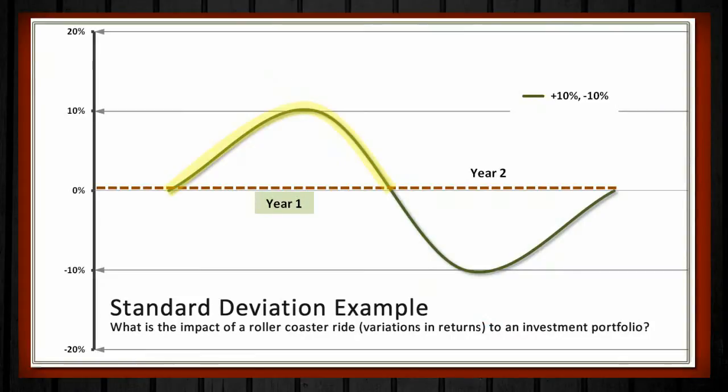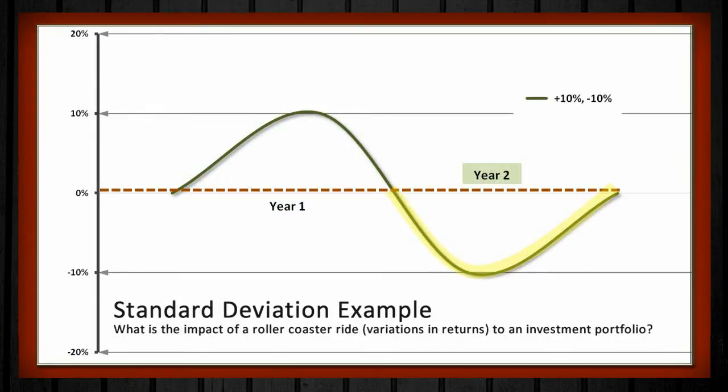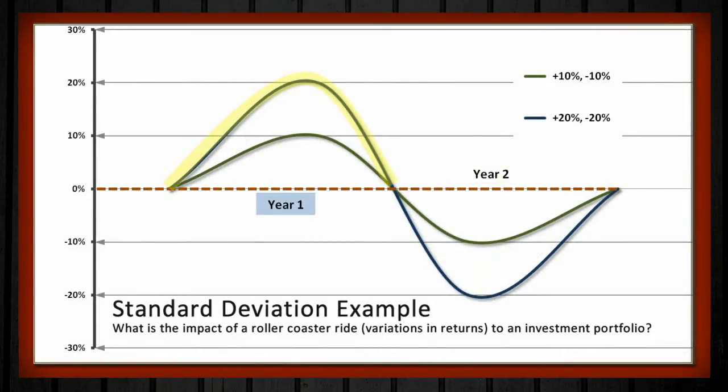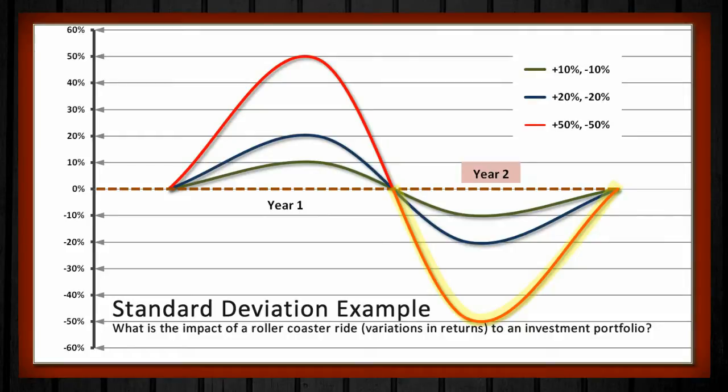The green portfolio is up 10% in the first year and down 10% in the second year. The blue portfolio is up 20% in year 1 and down 20% in year 2, and the red portfolio is up 50% in year 1 and down 50% in year 2. They look like they all end up in the same place, and the average annual yield for each of those is 0, but their compound yields differ.